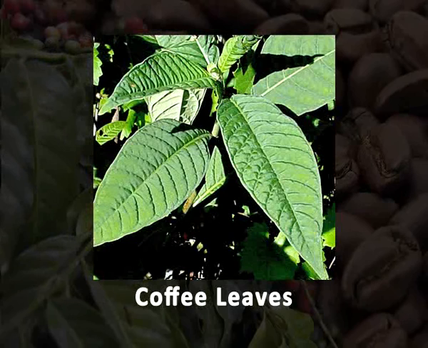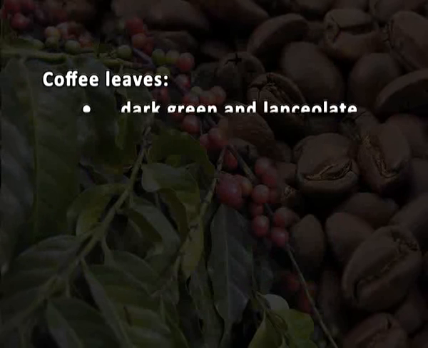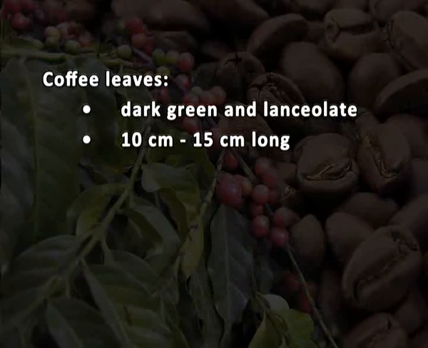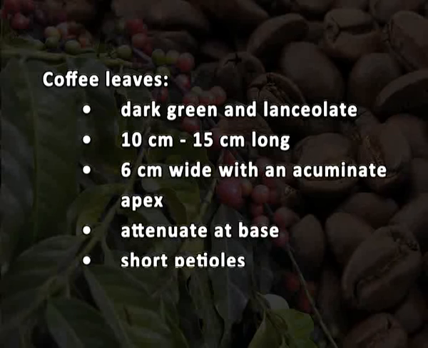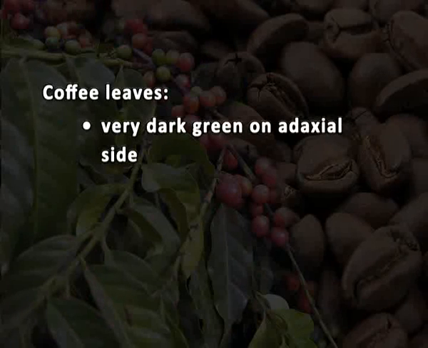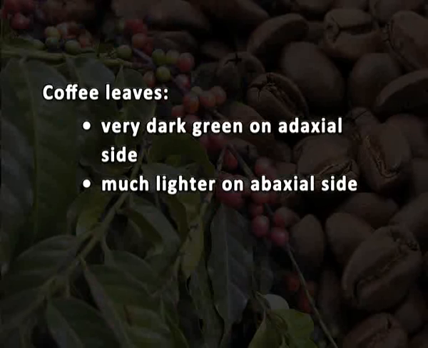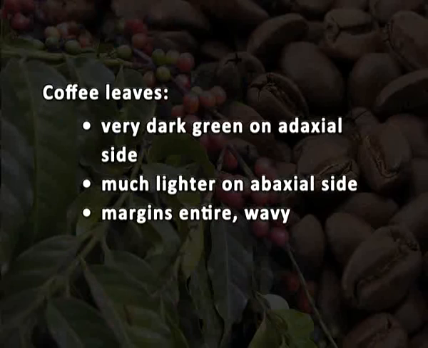Now, coffee leaf. Coffee leaves are dark green and lanceolate. They are 10 to 15 cm long, 6 cm wide with an acuminate apex, somewhat attenuate at the base with short petioles. The distance between leaf pairs on the stem is about 1 to 3 inches. They are very dark green on the adaxial side but much lighter on the abaxial side. The margin of the leaf is entire and wavy.